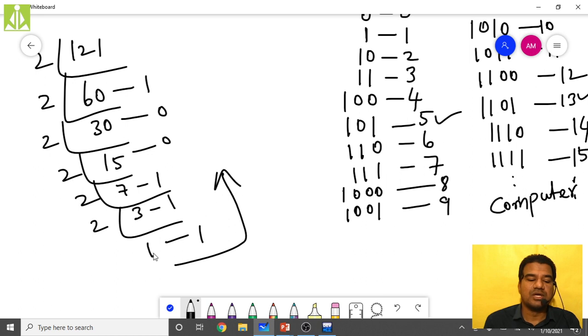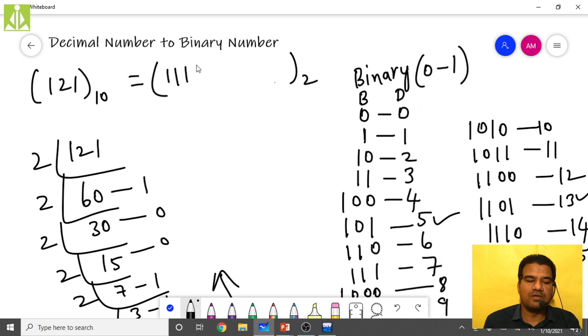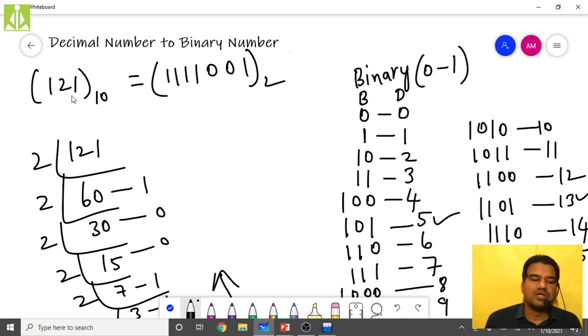Now go in this direction: 1 1 1 1, four ones, then two zeros, then 1. Four ones, 1 1 1 1, two zeros, 0 0, followed by 1. So this is the binary representation of 121: four ones, two zeros, and 1. Like this you can represent the decimal 121 in binary.